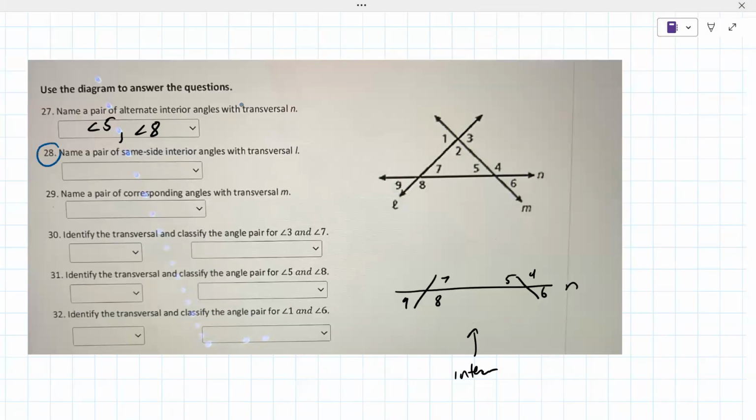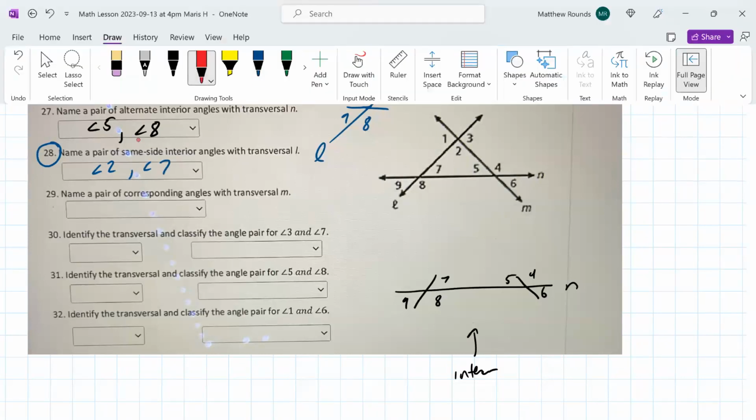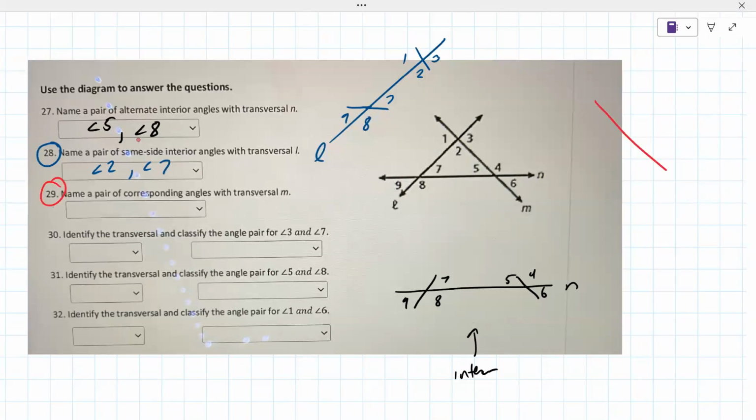Okay, for 28 here, same side interior angles with transversal L. I think it's good to kind of redraw it here as best you can: 8, 9, 7, 2, 3, and 1. And then which two angles are on the same side, but also in the interior? 7 and 2. And then for 29, transversal M. Again, maybe just draw a little cut for each of those. Label as much as you can.